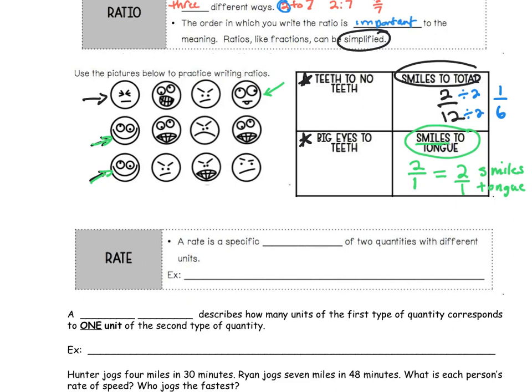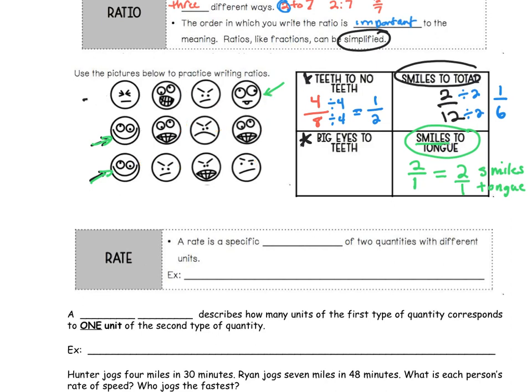So hopefully you counted 1, 2, 3, 4 pictures that had teeth compared to no teeth: 1, 2, 3, 4, 5, 6, 7, and 8. So 4 to 8. And because we prefer using ratios like fractions in reduced form, the greatest common factor that would go into both of these would be 4. So we'd prefer to use the comparison 1 to 2.